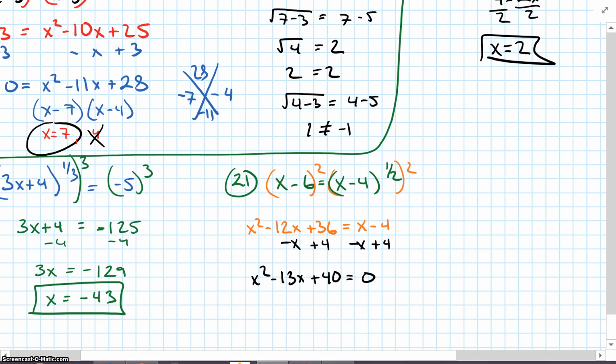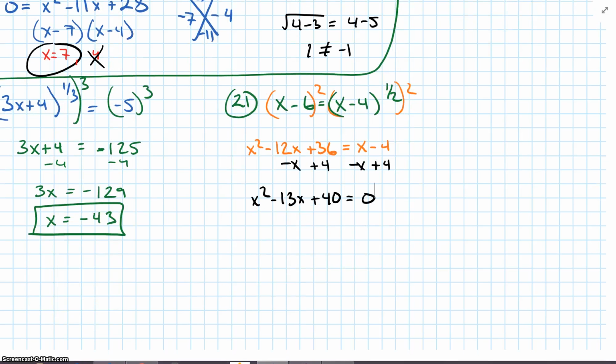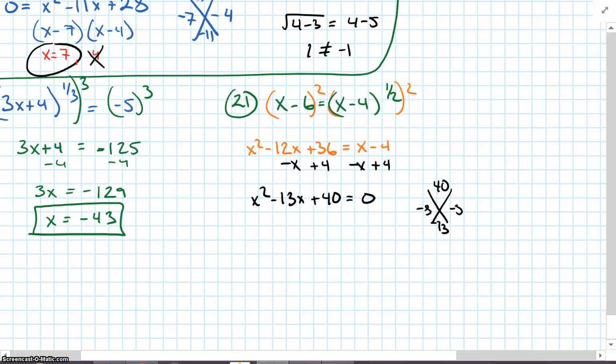So I need two numbers that give me a product of 40 and a sum of negative 13. So let's factor that. Product of 40, sum of negative 13. So that'd be negative 8 and negative 5. If you needed to, you could rewrite it as x minus 8 times x minus 5 equals 0. So x could equal 8 or 5.